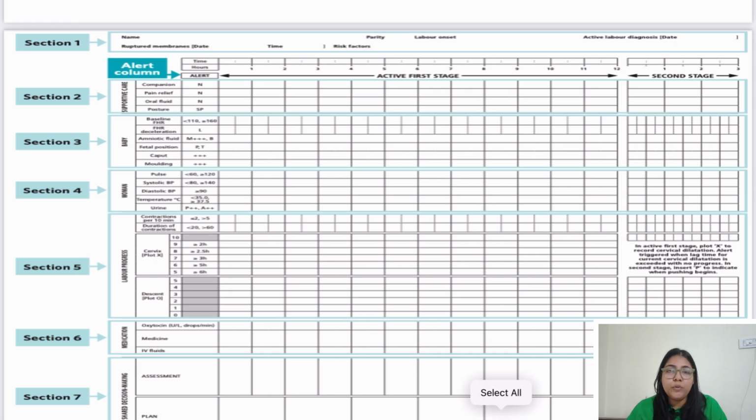So you need to know both the modified WHO partograph and this Labor Care Guide well, and both cannot be covered in one video, because the LCG is new and there are many sections. So I'll take the Labor Care Guide in the next video. In this video I'll only talk about the WHO partograph, the modified WHO partograph. Okay.